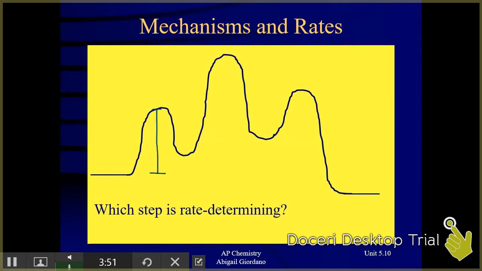So in this second elementary step, that's the activation energy there. And then for the third one, it's there. So which step is going to be rate determining? Hopefully you can tell. It is the second, middle elementary step. And if you had to defend your answer, you would say because it has the greatest activation energy. Please don't say because it's the biggest bump. That's not going to get you credit.